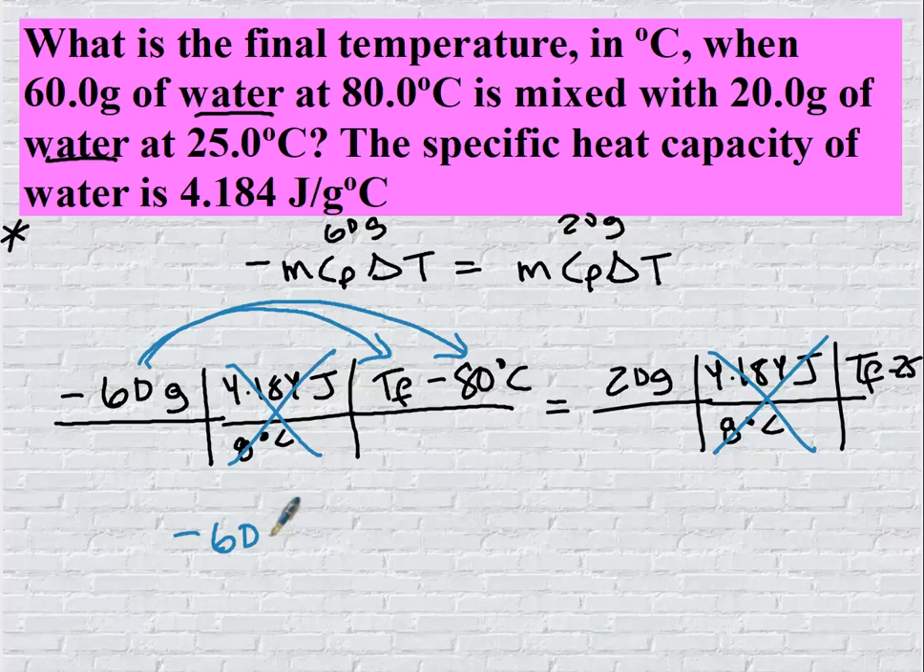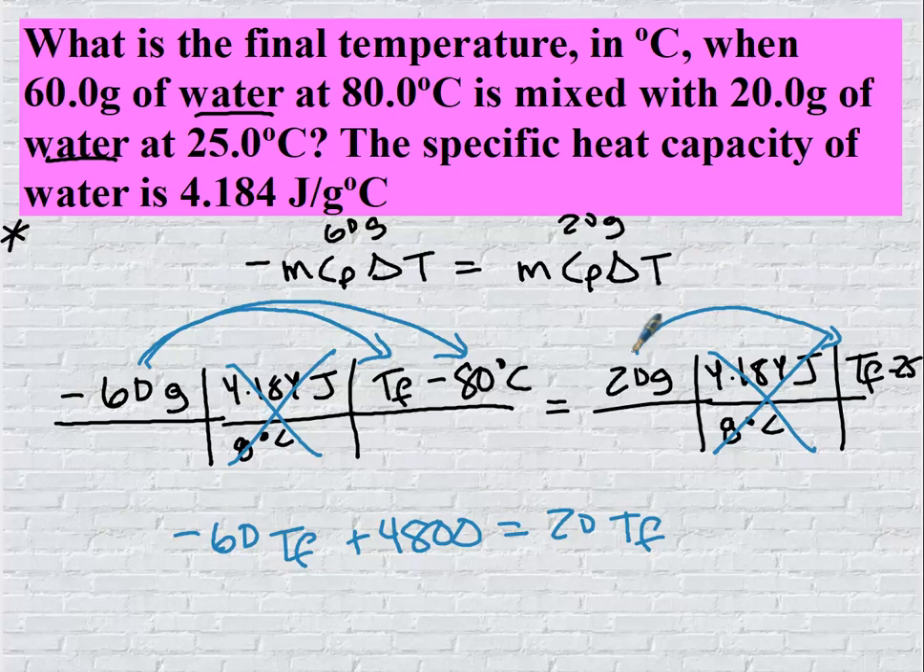So I get negative 60 TF and then negative 60 times negative 80 gives me positive 4,800. Then I'm doing the same thing over here, so 20 times TF, and then 20 times negative 25 gives me a negative 500. Now I combine like terms. I like to get rid of my negatives, so I'm going to say plus 60 TF, plus 60 TF.